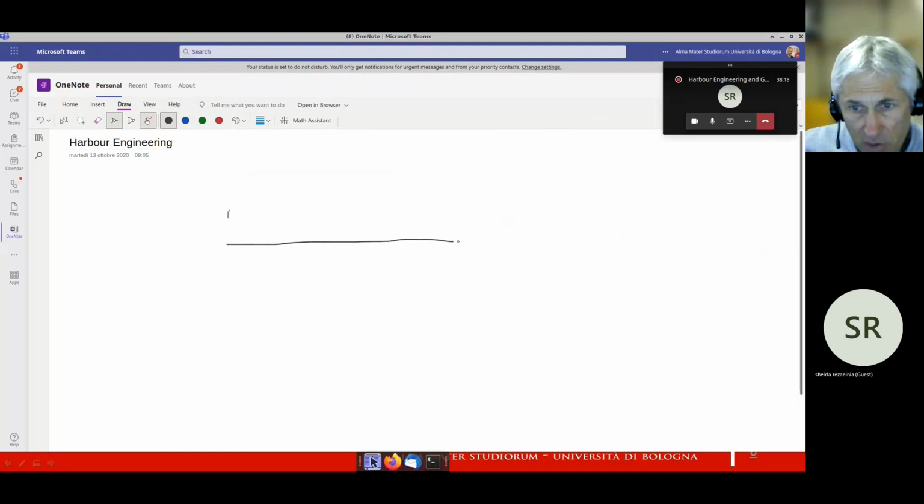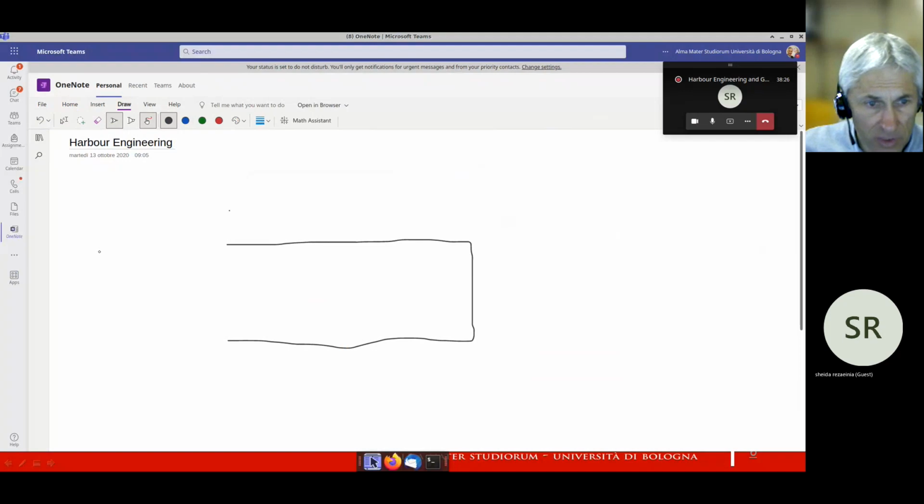This is typically an open basin. Sorry if it's not regular because I am drawing with the mouse. So here we have the sea with the waves entering into it. And this is the mouth of the harbor. It's the open end, and this is the head. I'm sorry, I don't have the pen, so I have to draw with the mouse. And so, as I said, this is the mouth. The entrance is also called the mouth, and this is the head.